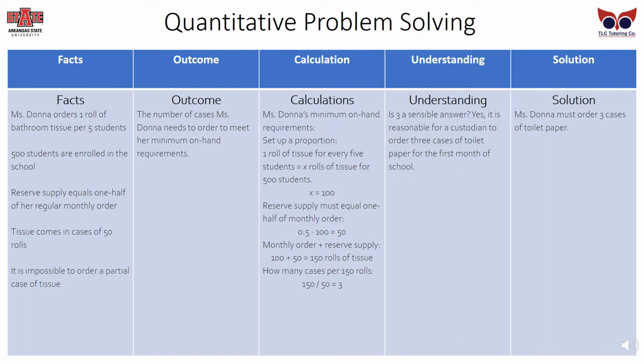But remember, the problem didn't ask us for the number of rolls. It asked us for the number of cases. So our final calculation determined how many cases we would have to order to cover the number of rolls required. Finally, we ask ourselves, is 3 cases of paper a sensible answer for a custodian to order for a school? And of course it is. So our solution is that Miss Donna must order 3 cases of paper for the beginning of school.